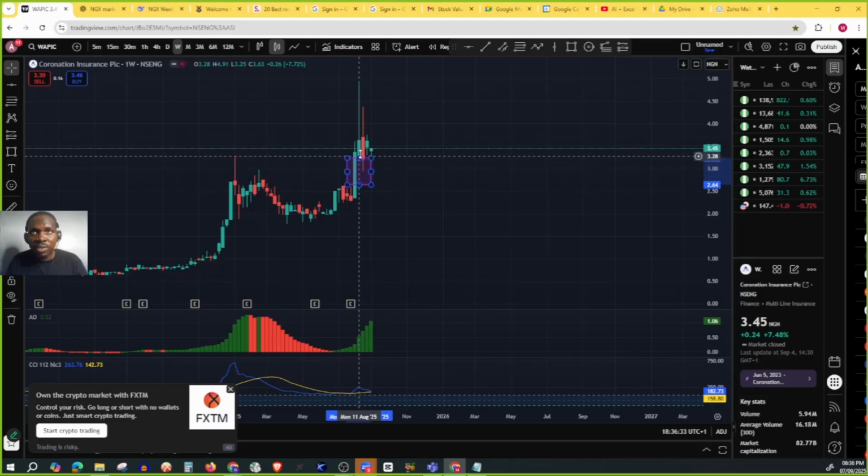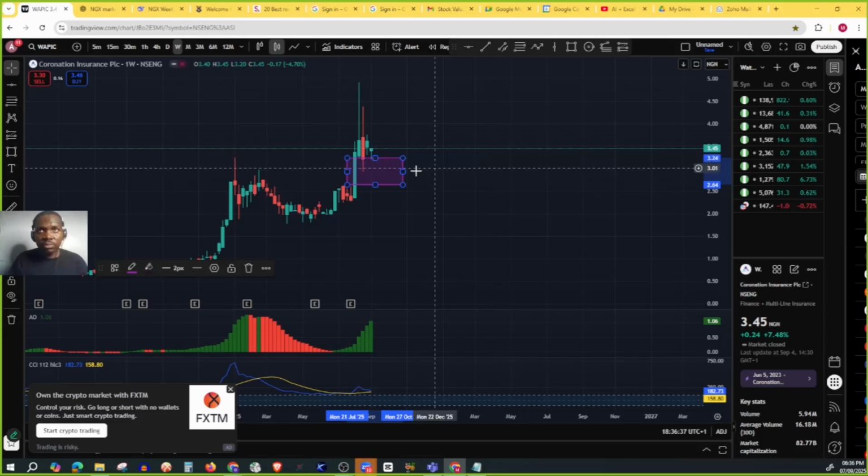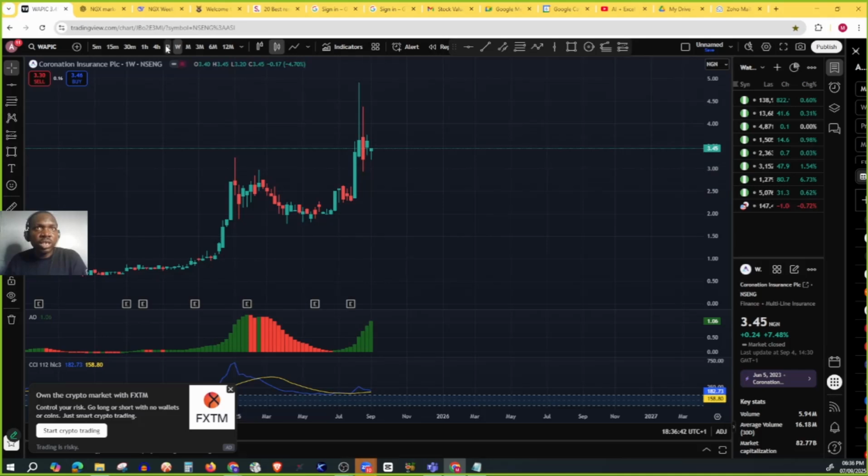So I'm seeing a lot of things. That fair value gap is what is actually trying to hold that particular stock from there. So how do we enter this stock now? Let me check it on the daily.